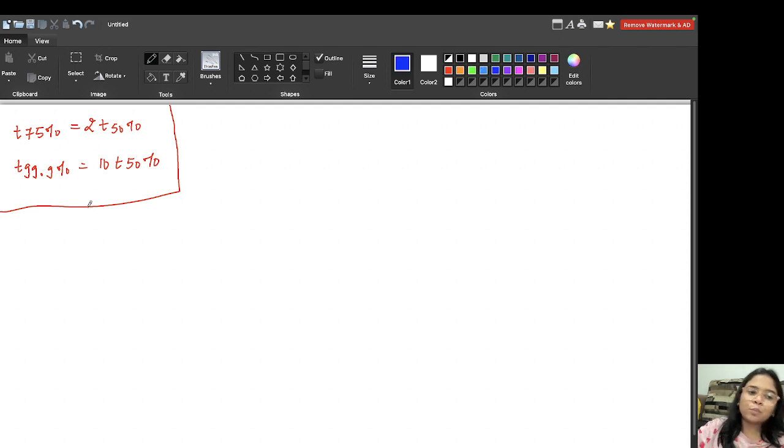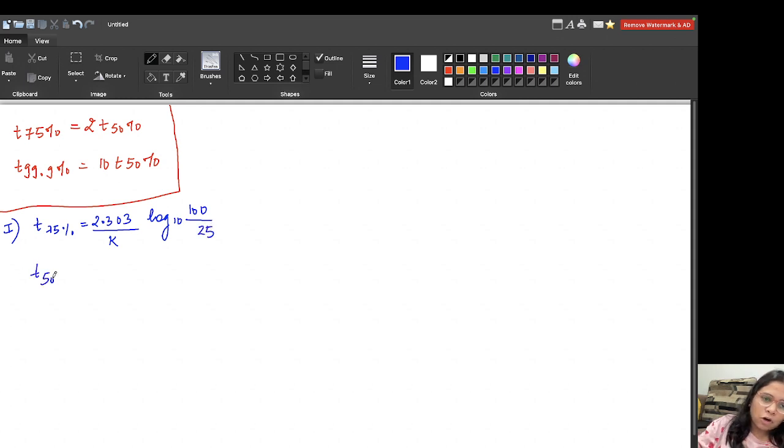First one, how will you prove it? The first one, calculate T of 75% and 50%. What will it be? 2.303 by K log base 10. What is your initial concentration? Let's take 100. How much is left then? 25. Right? T for 50%, how much it will be? 2.303 by K log base 10, 100 upon 50. Just do 1 divided by 2.